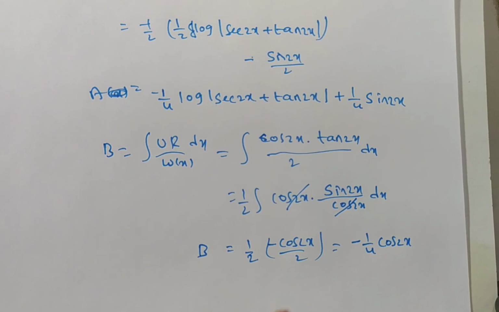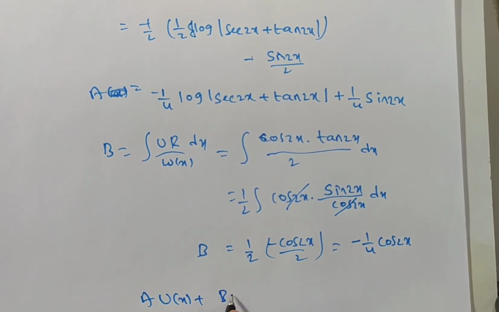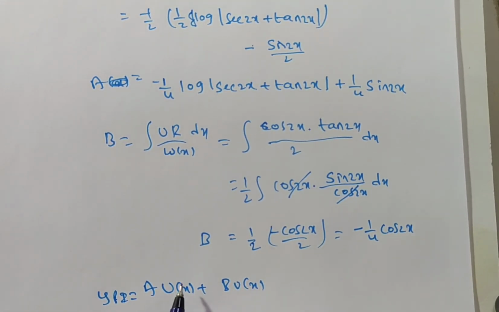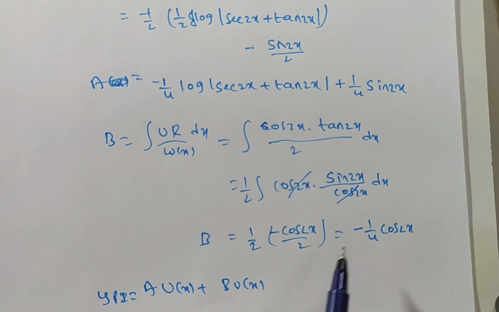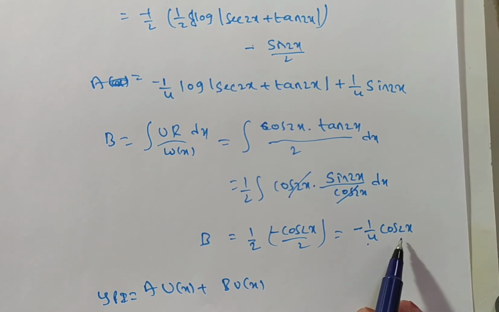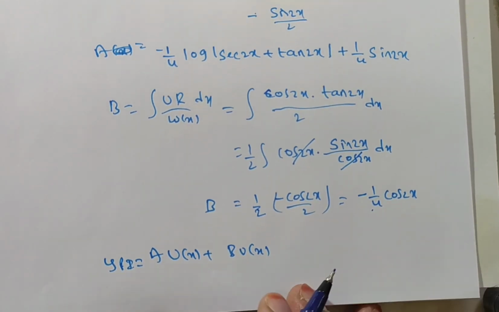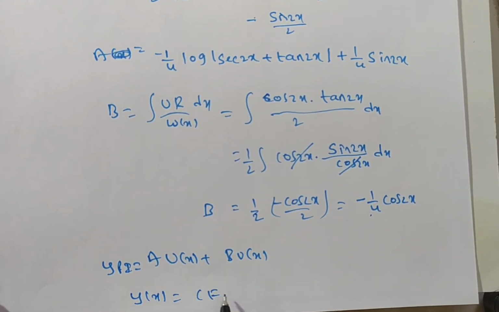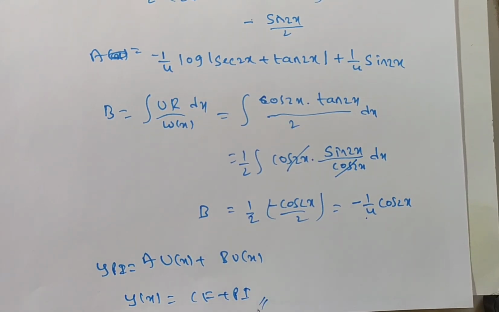Now we have to substitute these values in a into u of x plus b into v of x. What is this value? The particular integral. Then we replace u of x with cos 2x, and a is equal to this one, and b is here minus 1 by 4 times cos 2x. And what is v here? You have sin 2x. Then the final solution is y of x is equal to complementary function plus particular integral. So this is the final answer. Just you need to write this one.